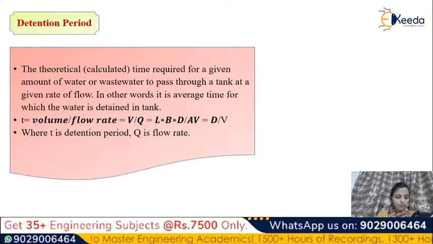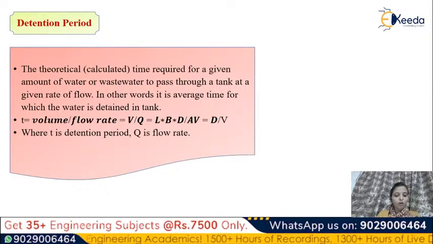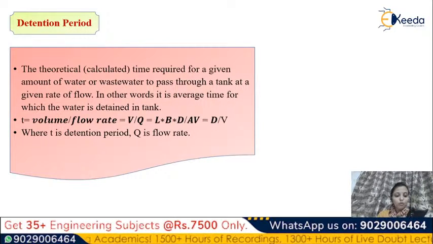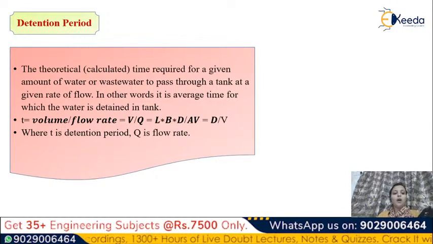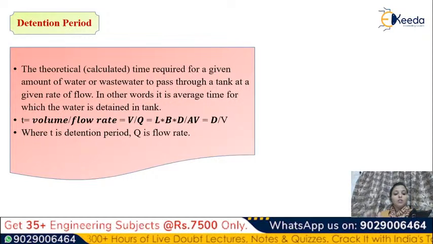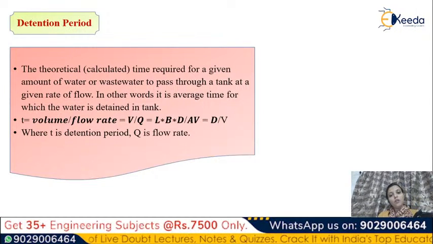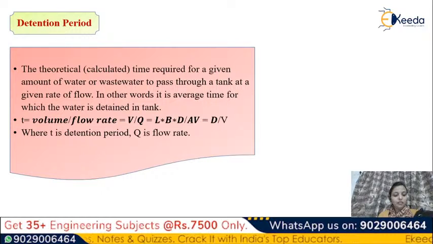One of the students asked whether a circular or rectangular tank is better. It depends on which quality of effluent you want from the sedimentation tank. From an economic point of view, a circular tank is always better because it requires less space compared to a rectangular tank. But again, there are different parameters.